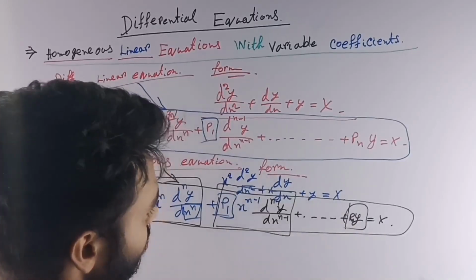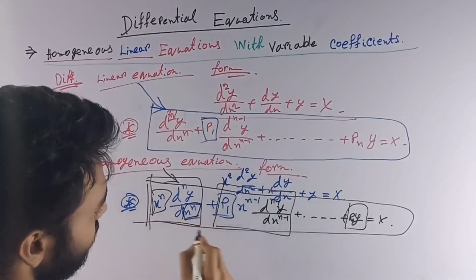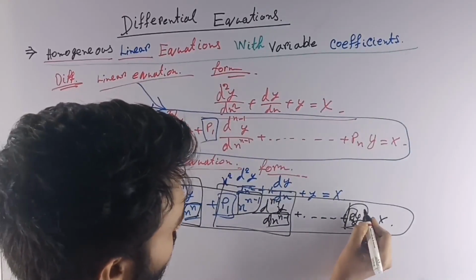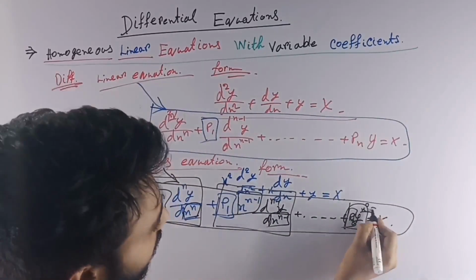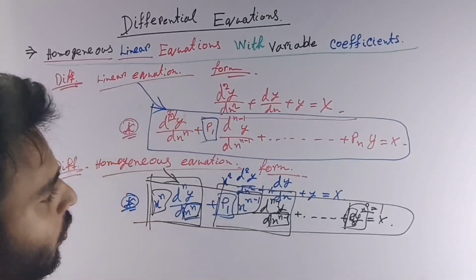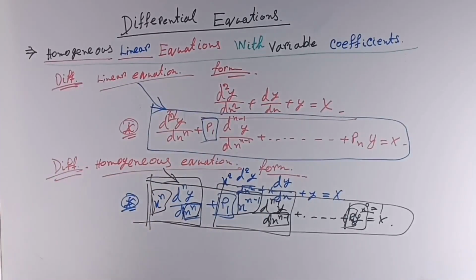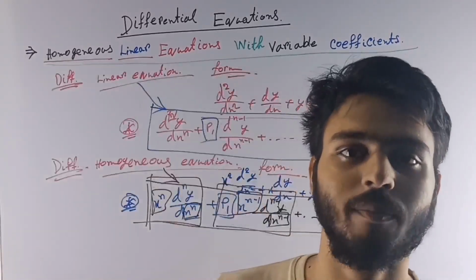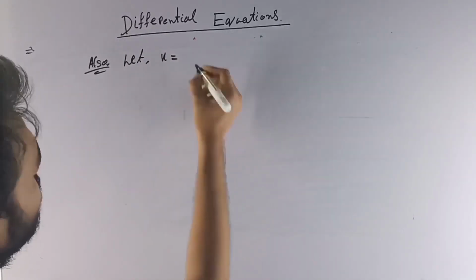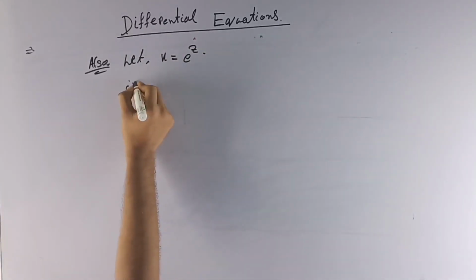So now x to the power n, then d to the power n y by dx to the power n, and if it is x to the power 1, then it becomes d to the power 1 y by dx to the power 1. Okay, that's the homogeneous linear equation. Now first of all, let's watch some examples. Actually, it's not just an example, it's very important.